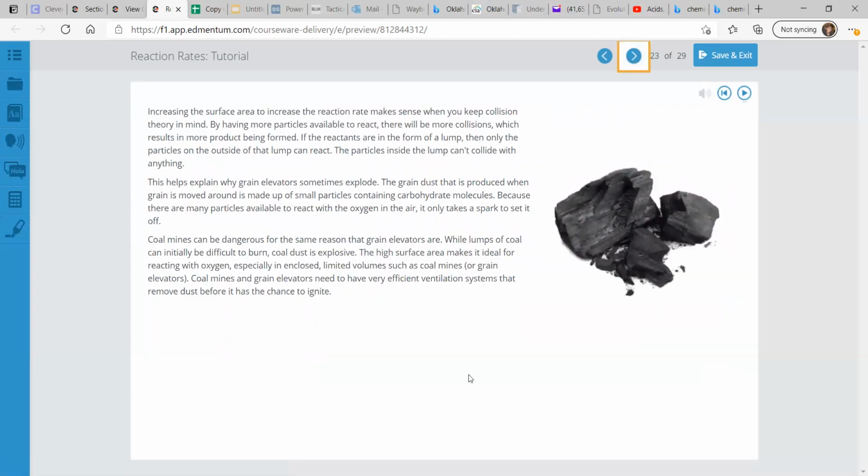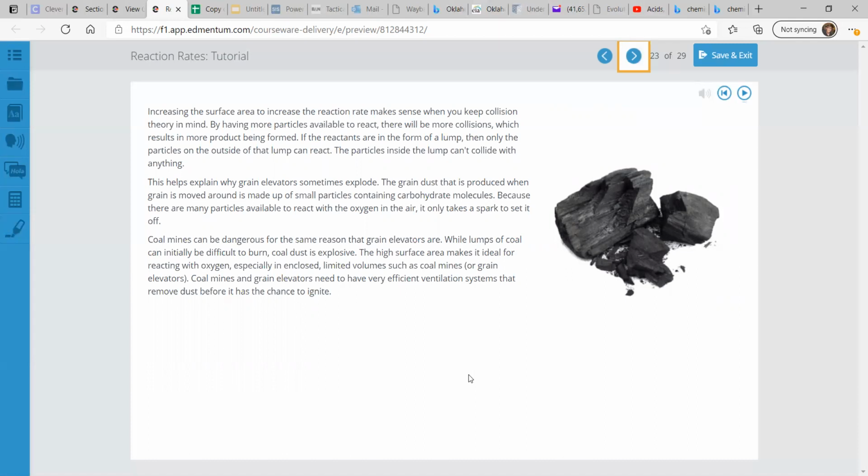So how do you increase the surface area? Increasing the surface area to increase the reaction rate makes sense when you keep collision theory in mind. By having more particles available to react, there will be more collisions, which results in more product being formed. If the reactants are in the form of a lump, then only the particles on the outside of that lump can react. The particles inside the lump can't react with anything.